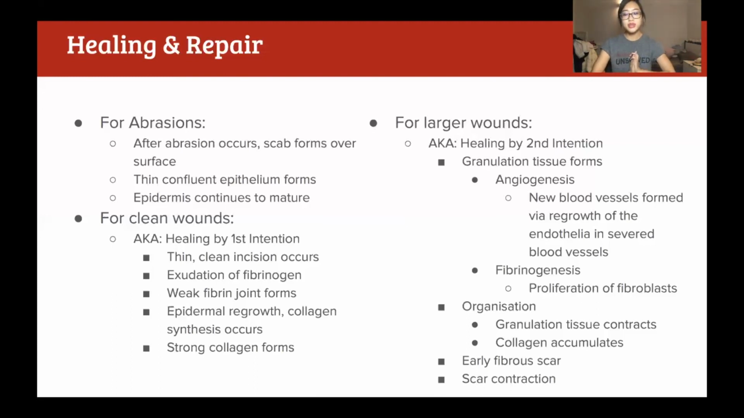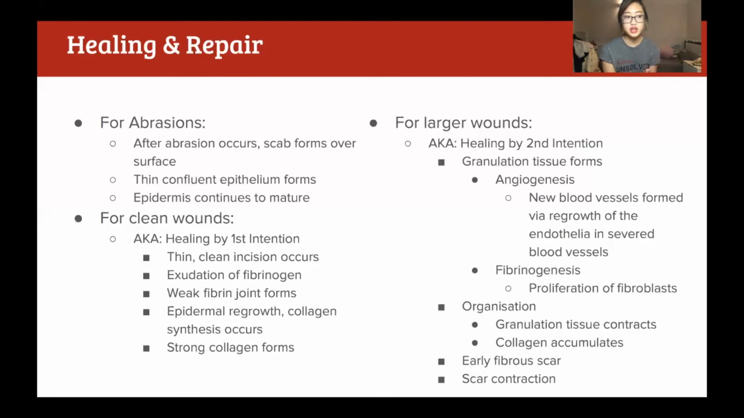Okay, and then after that, you have organization. So what is organization? Basically, your granulation tissue, once it's been formed, it contracts, and you also have an accumulation of collagen inside the wound by second intention. And then after that, once you have a lot of collagen, you would have an early fibrous scar. And then after that, you would have a scar that is contractile.